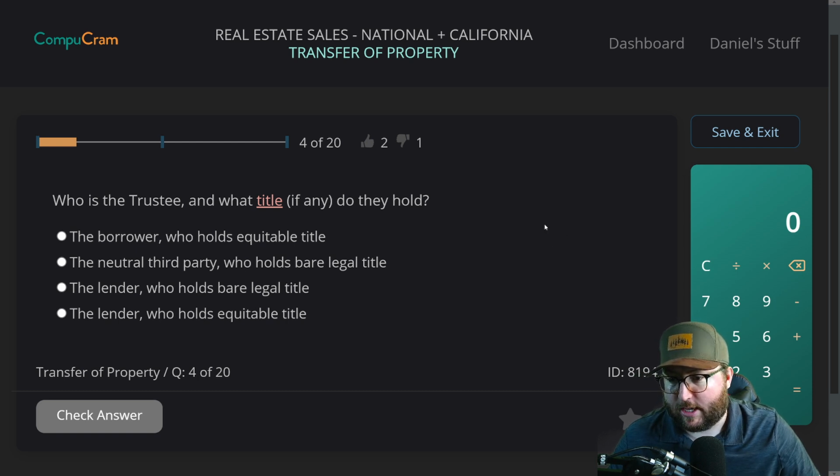All right, question 4. Who is the trustee and what title, if any, do they hold? A, the borrower who holds equitable title. B, the neutral third party who holds bare legal title. C, the lender who holds bare legal title. D, the lender who holds equitable title.